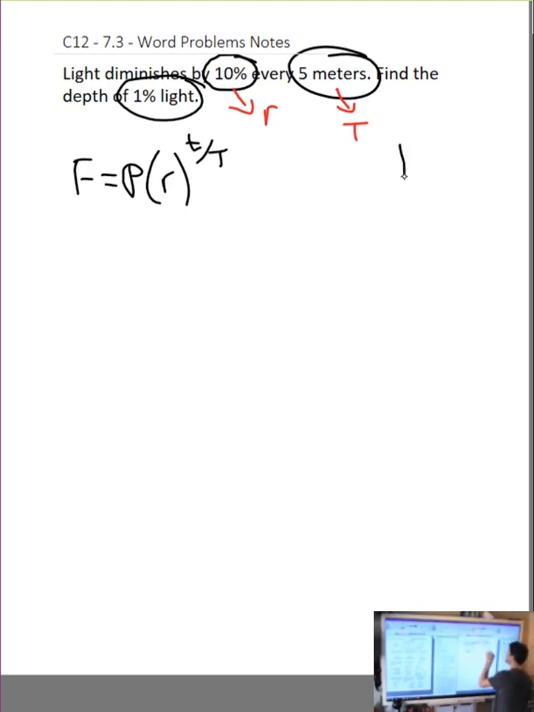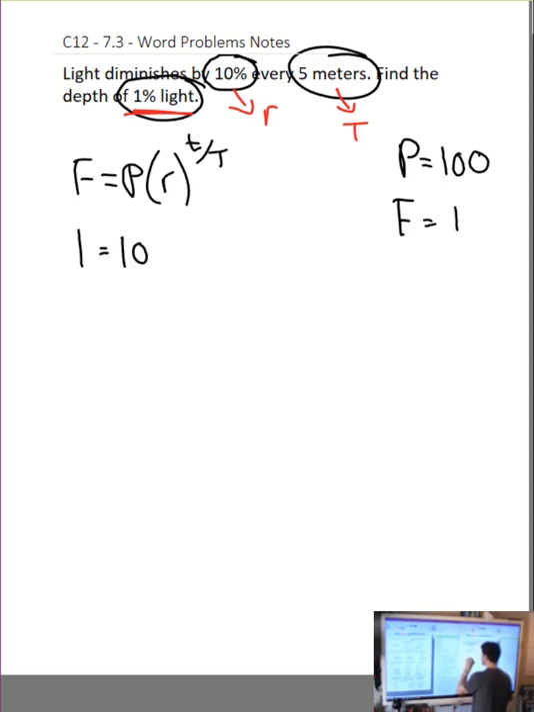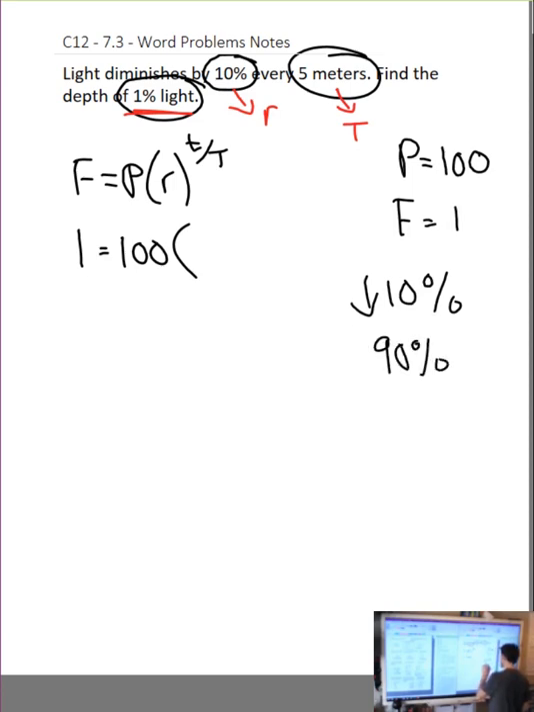Well, I don't know my present value or my future value. So I'm going to arbitrarily start off with a present value of 100. Therefore, my future value is just 1% of that 100. So my future value is 1, my present value is 100. My rate, now what's my rate? If I go down by 10%, that means I'll want a rate of 90%, because my rate, the thing inside the brackets, is always the percentage that we want in the future. So my rate will be 0.90.